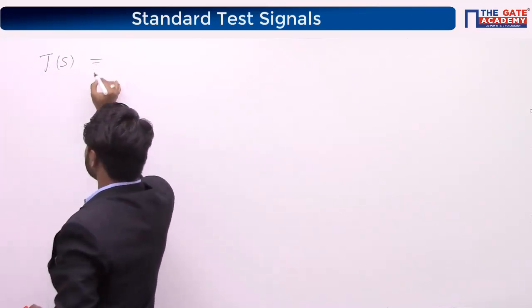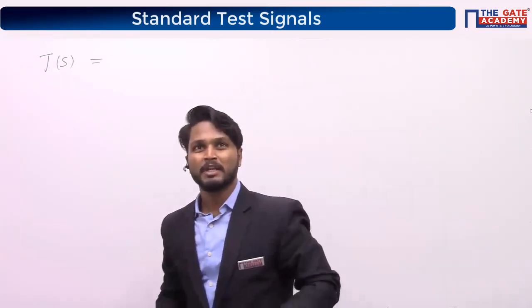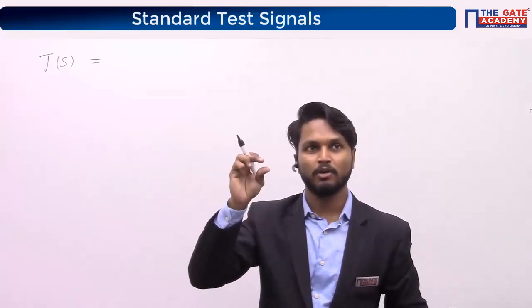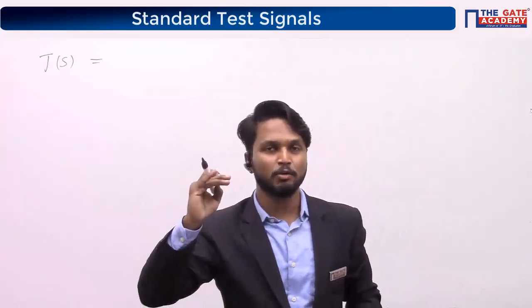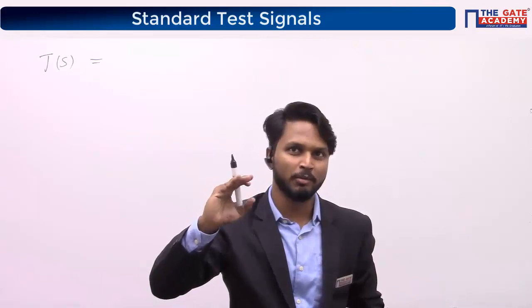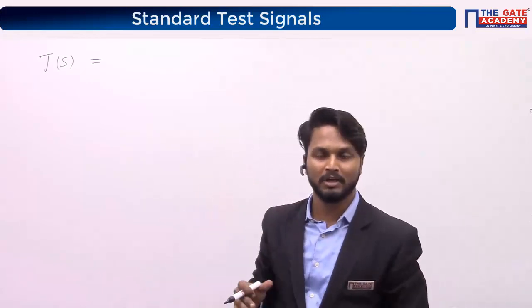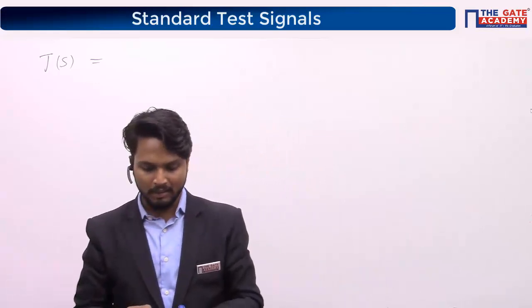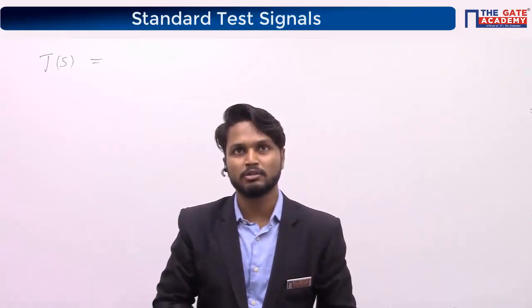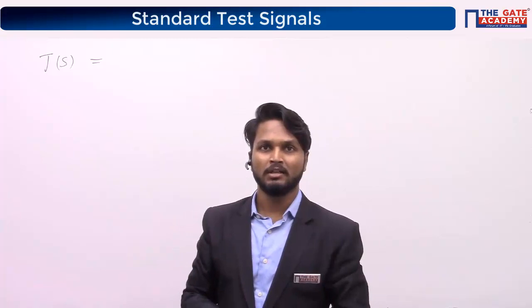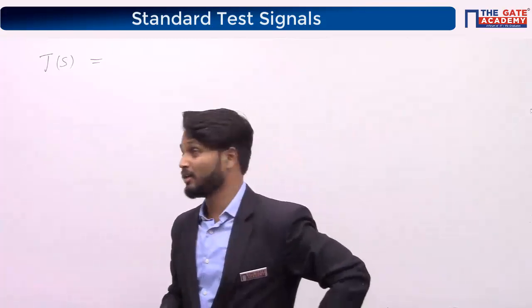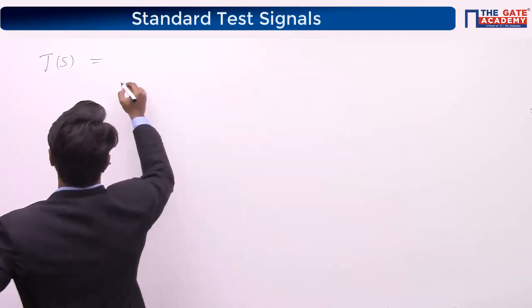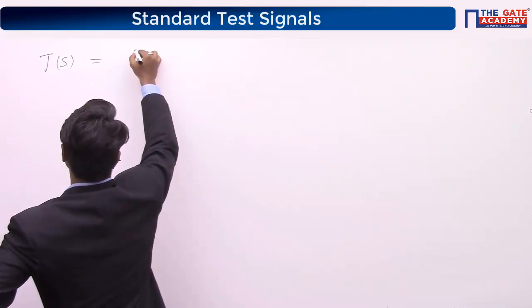Every transfer function we have seen till now is a ratio of two polynomials, one polynomial in the numerator and another polynomial in the denominator. Yes or no? All the transfer functions which we have seen till now are ratios of two polynomials in the numerator and denominator, right? So there is a numerator polynomial.